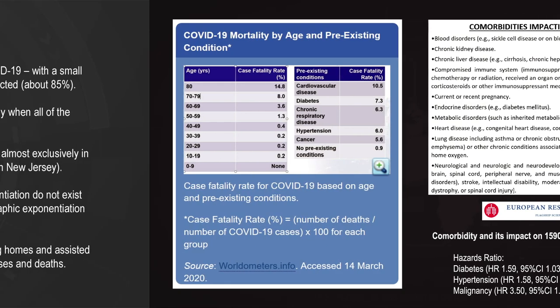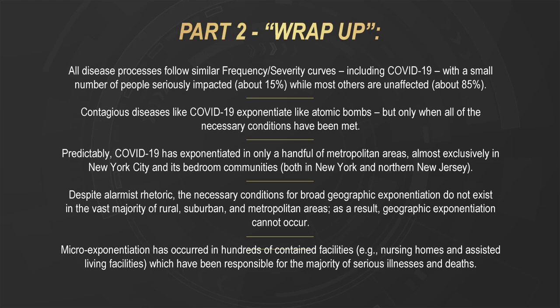So let's sum up what we've learned. All disease processes follow similar frequency-severity curves, including COVID-19. A small number of people are seriously impacted, usually about 15%, while most others are unaffected, about 85%. Contagious diseases like COVID-19 exponentiate like atomic bombs, but only when all the necessary conditions have been met. Predictably, COVID-19 has exponentiated in only a handful of metropolitan areas, almost exclusively in New York City and its bedroom communities, both in New York and northern New Jersey.